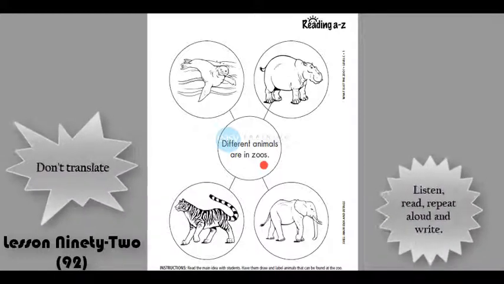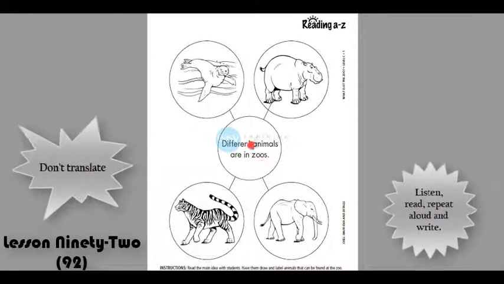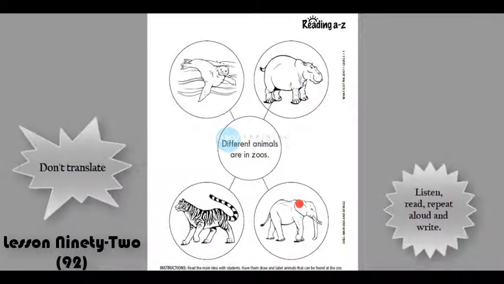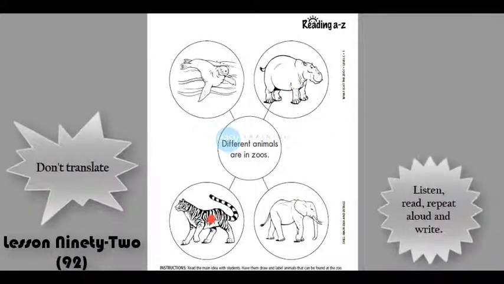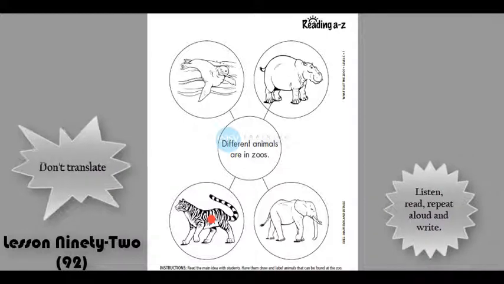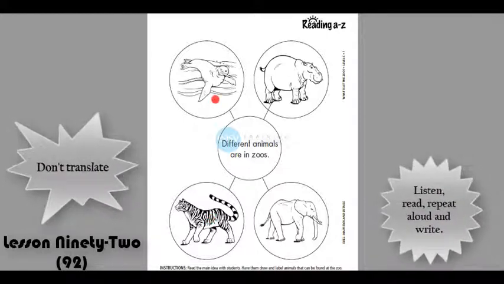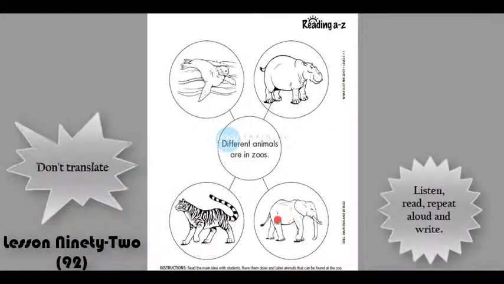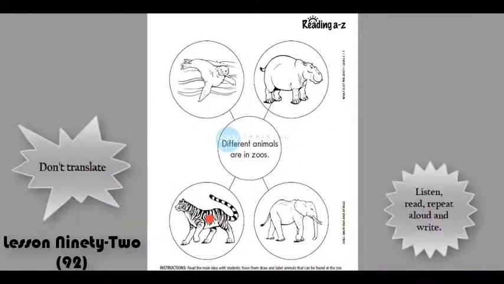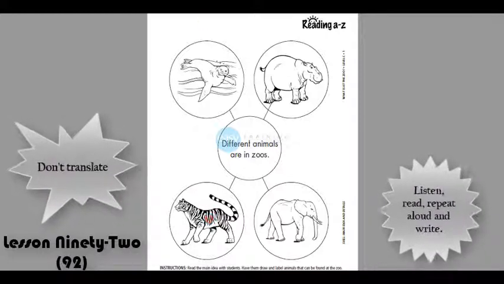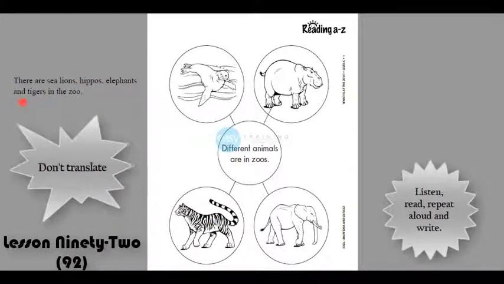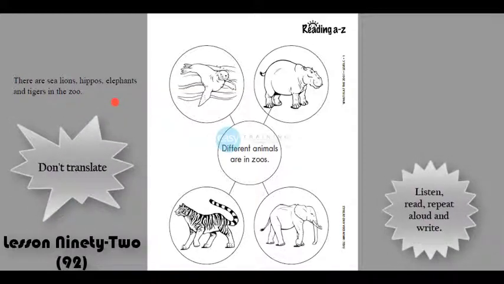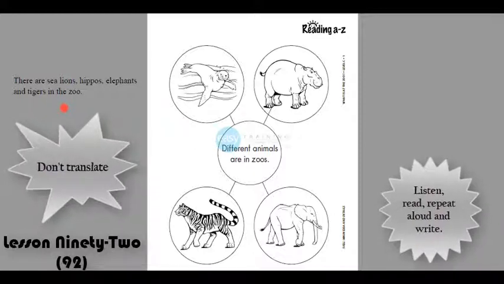So we can say that there are sea lions, hippos, elephants, and tigers in the zoo. Let's write this sentence. Here you are. There are sea lions, hippos, elephants, and tigers in the zoo.